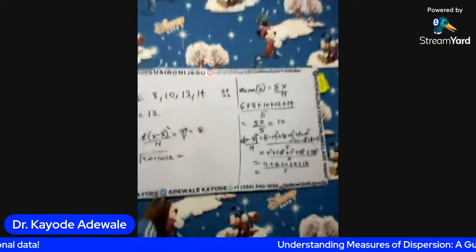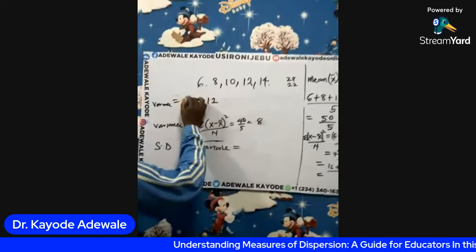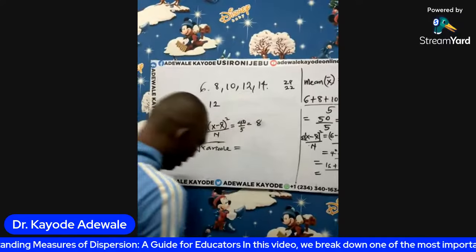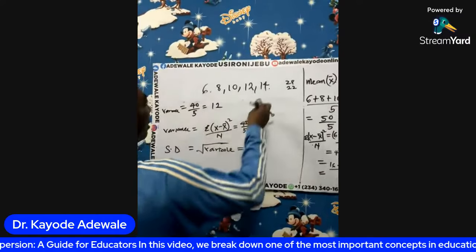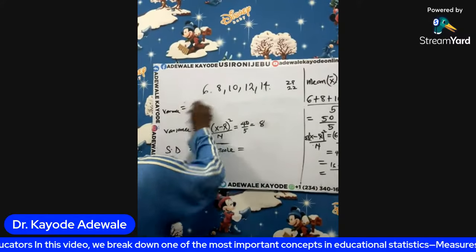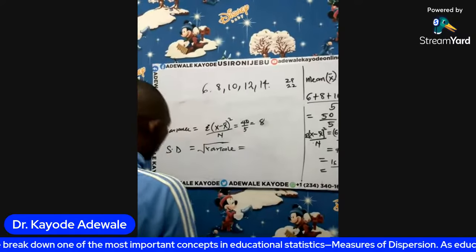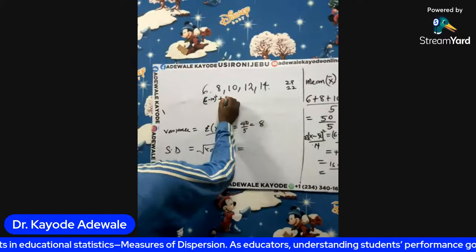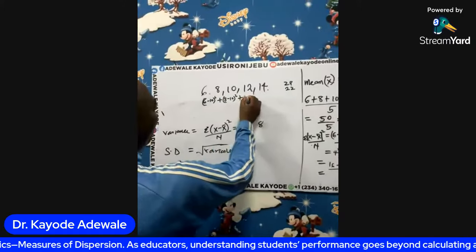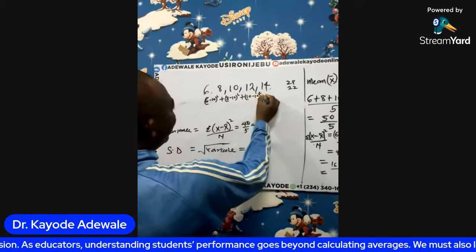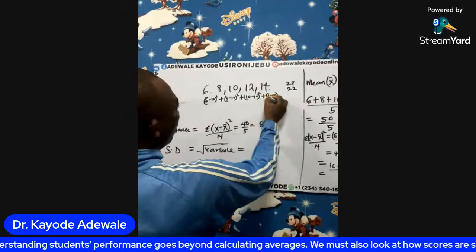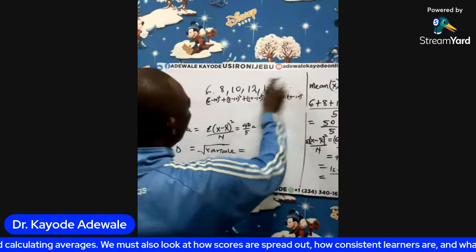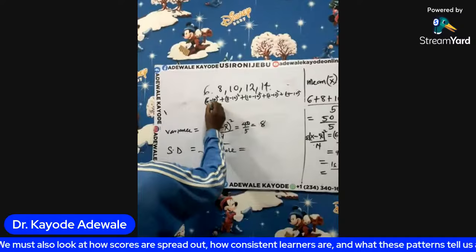So that means we have this as 40. So how do we get this? Let me clear here so that you can see it clearly. This is just 6 minus 10 all square plus 8 minus 10 all square plus 10 minus 10 all square. The 10 is the mean, plus 12 minus 10 all square plus 14 minus 10 all square.